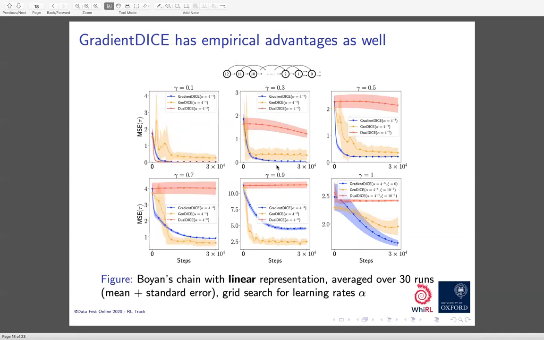We also tested linear function approximation. The domain is still Boyan's chain, and we have different discount factors. The results are quite similar. GradientDICE performs consistently well for all discount factors. GenDICE usually has a larger variance and is not very stable. DualDICE doesn't work for large discount factors.